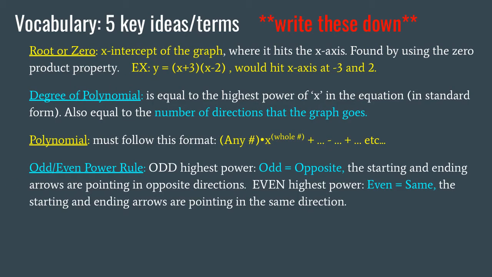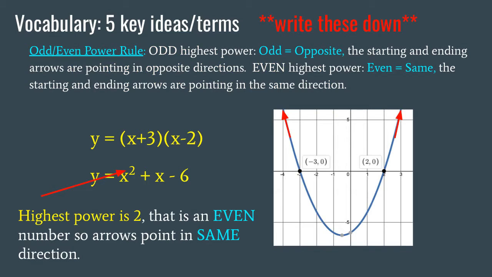All right, the next one is the odd-even power rule. The odd highest power, odd, I want you to remember is opposite. Even, I want you to remember is the same. What I mean by that is the starting and ending arrows are pointing in opposite directions if it's an odd highest power. If it's an even highest power, even is same, then the starting and ending arrows are pointing in the same direction.